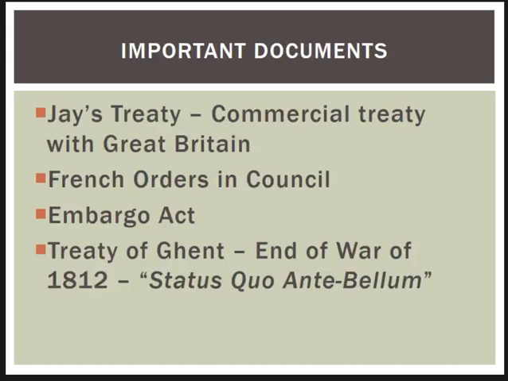Certainly the first one, Jay's Treaty, it was a commercial treaty with Great Britain, extremely controversial at the time. There were many people who believed that John Jay, in negotiating the treaty, had given in to the British and was giving them an unfair advantage. The French Orders in Council, these are from the Napoleonic era.